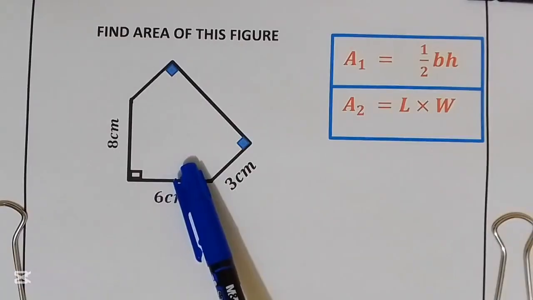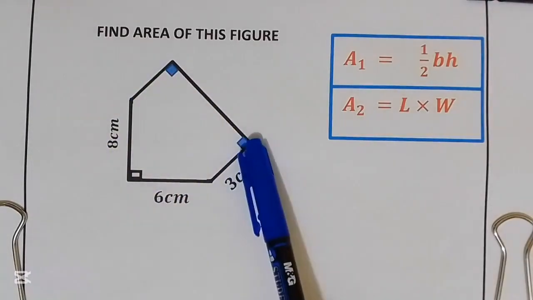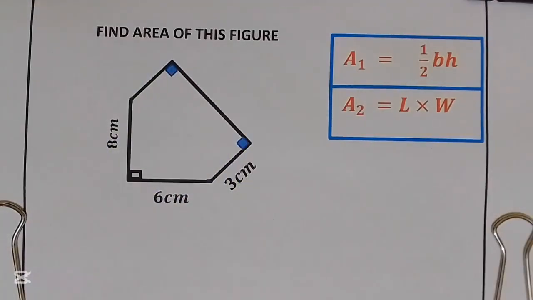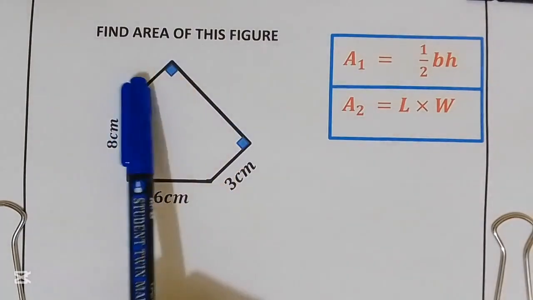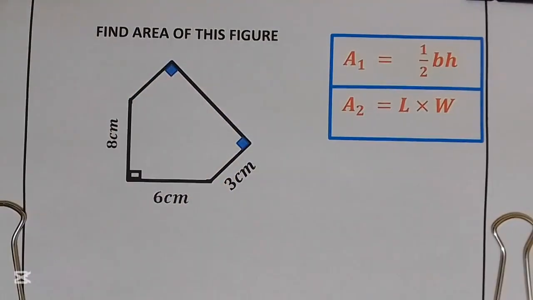We are supposed to find the area of this figure. Let's ask ourselves, what is this shape? This is an irregular pentagon. It has 5 sides: 1, 2, 3, 4, 5. Do we have a single formula to find the area of an irregular pentagon? Definitely the answer is no.